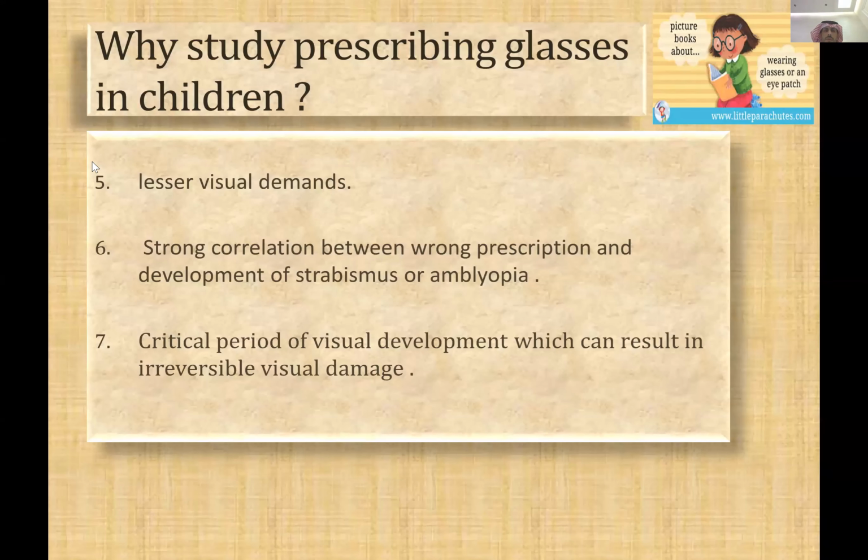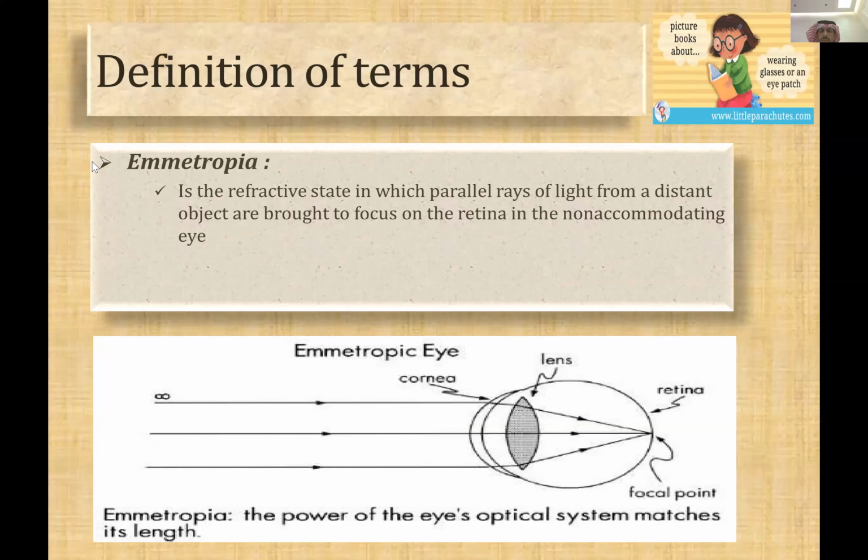Now I'm going to talk about some definitions of terms which are going to be used frequently in this presentation, and we should be familiar with them to understand the mechanism and the process of the refractive errors, and how we choose to prescribe for children.